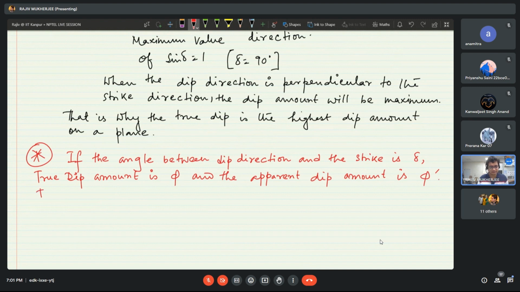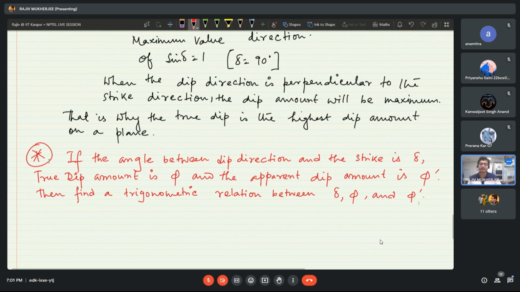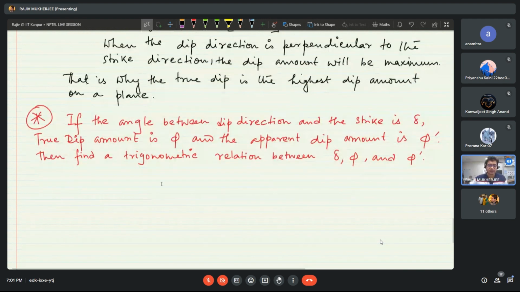then find a trigonometric relation between delta, phi, and phi dash. So this is a question. You can note down this question, and in the next class we can discuss it quickly. But till then, consider this one as an assignment.